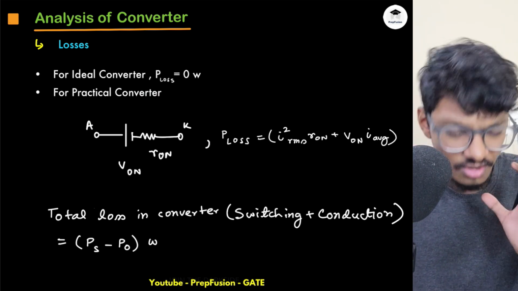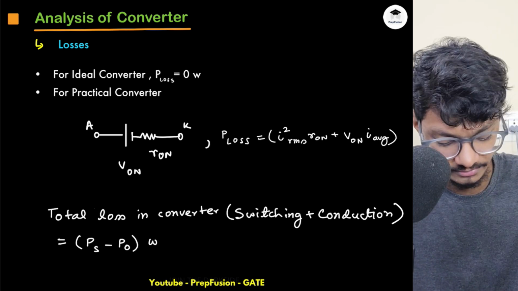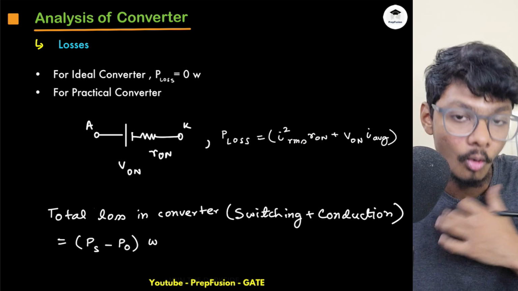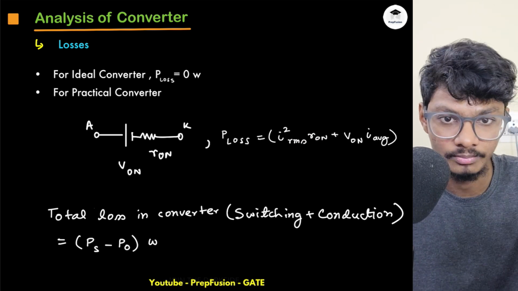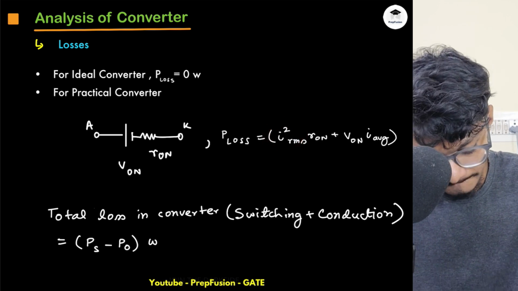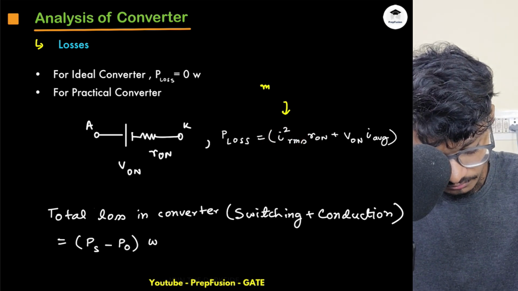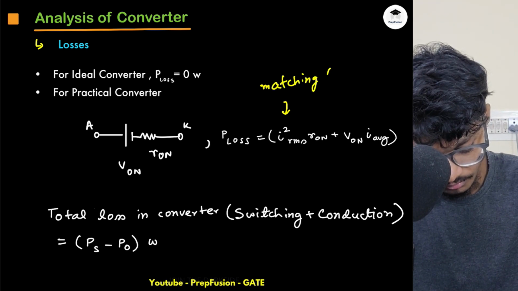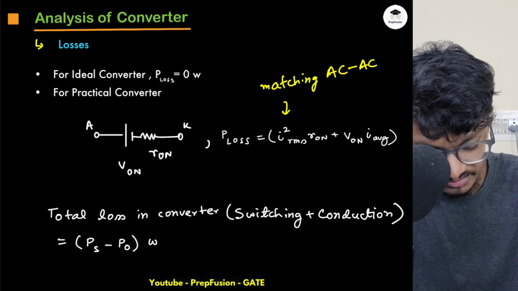One thing to notice here, which I've already explained in my first chapter as well: if you see this IRMS, this R can dissipate all components. It can take in all components. That's why IRMS is here, right? So that's why there is a matching from AC to AC. I am talking specifically about the power.